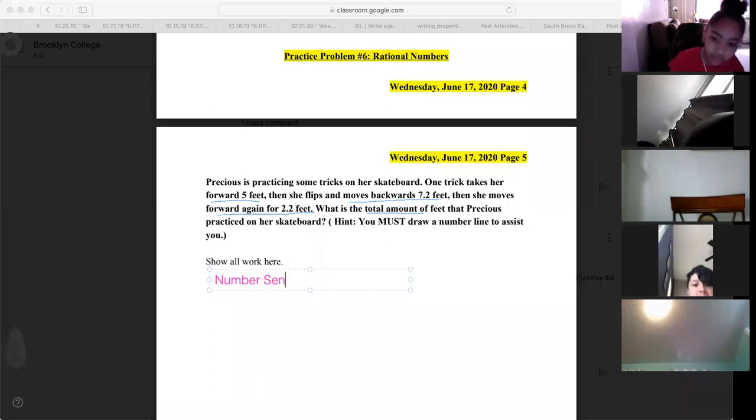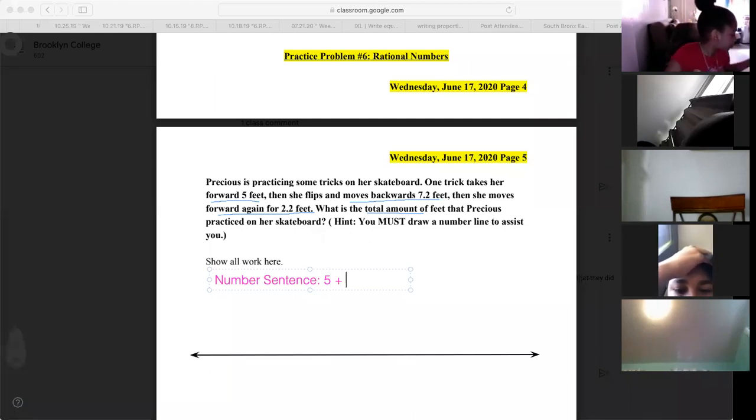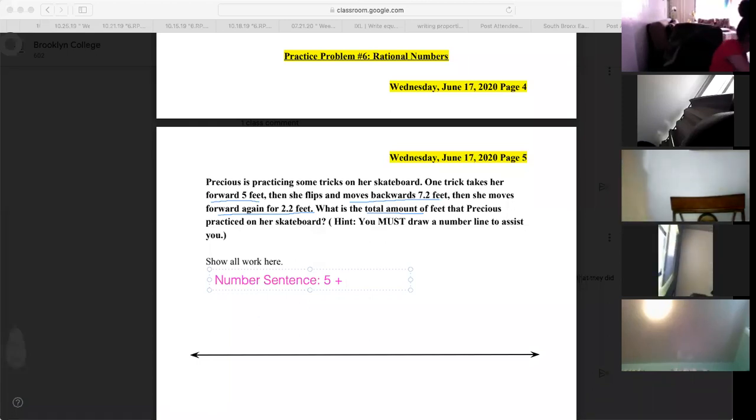Positive. Good, Demi, draw the number line. You're good. Positive. Good, so 5 is forward. We're going to add. Now, it says now you go backwards negative 7.2 feet. What kind of integer is that? You go backwards. Negative. Good.